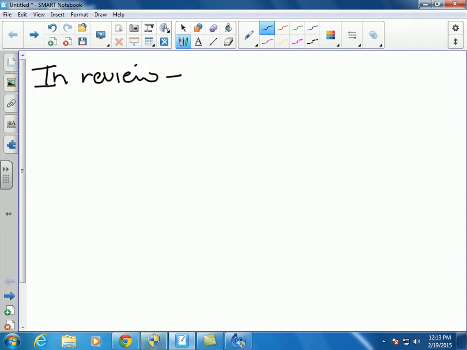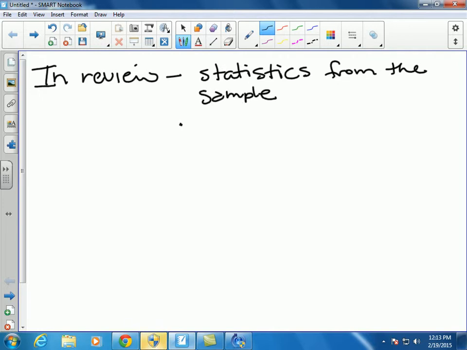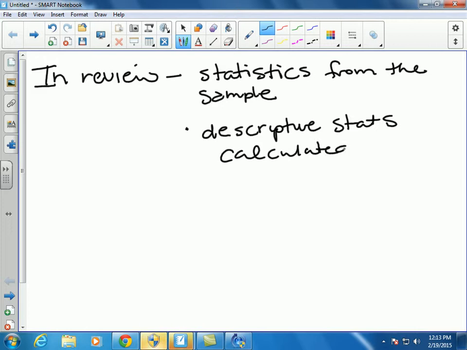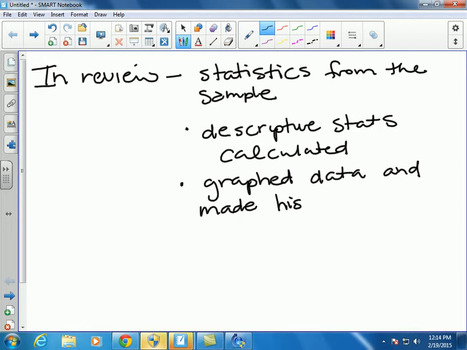In review, we looked at statistics from the sample, and we calculated descriptive statistics. We calculated them, and we graphed data. And we made histograms.